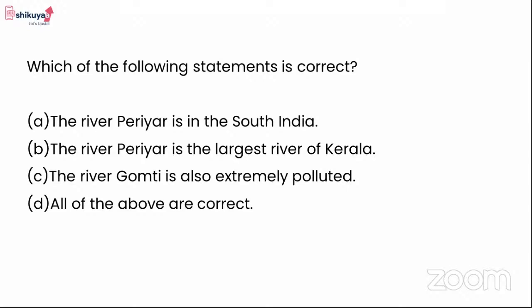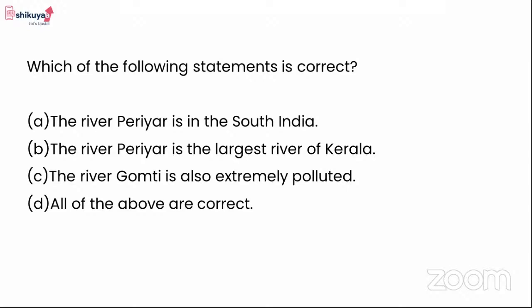Which of the following statements is correct? River Periyar is in South India. River Periyar is the largest river of Kerala. The river Gomti is also extremely polluted. All of the above are correct.